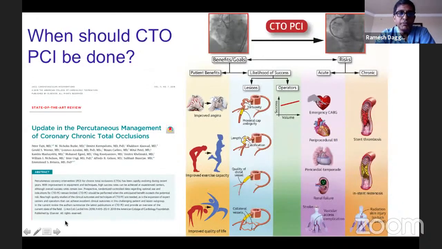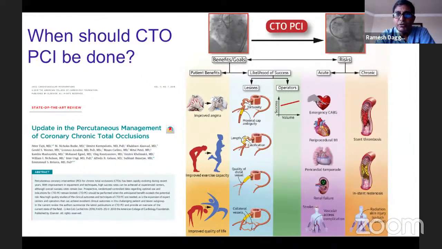So when should a CTO be opened up? I think this is a nice paper from Manos Brilakis. You have to weigh the risks and the benefits, as we said. The ultimate goal is to improve angina, exercise capacity, and quality of life. You should look at the likelihood of success, the lesion, the length and quality of the distal vessel, and how the collateral vessels are as well.